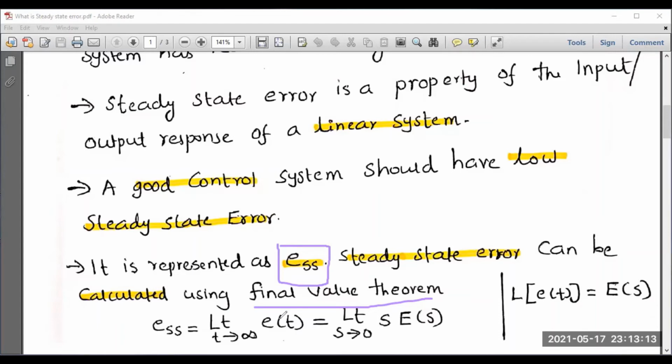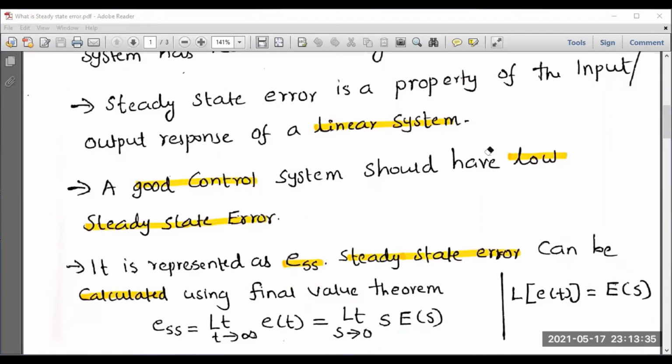Then you have to recall the final value theorem. According to the final value theorem, limit t tends to infinity e(t) can be written as limit s tends to 0 s times E(s). What do we mean by E(s)? E(s) is nothing but the Laplace transform of e(t). So you convert the time domain into the s domain by taking the Laplace transform. That is exactly what is happening here.